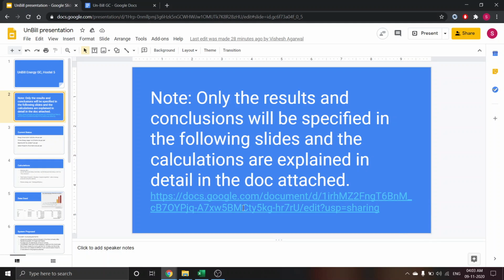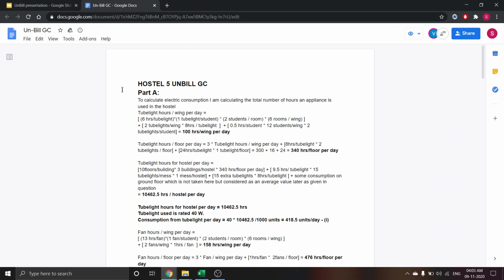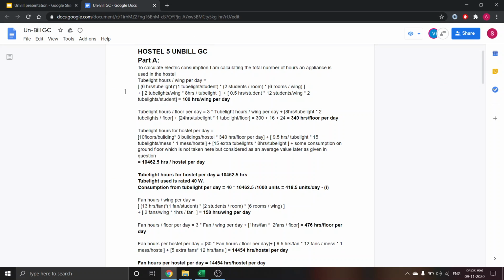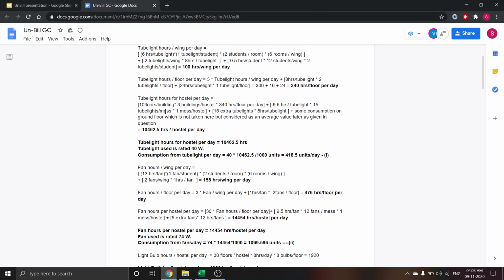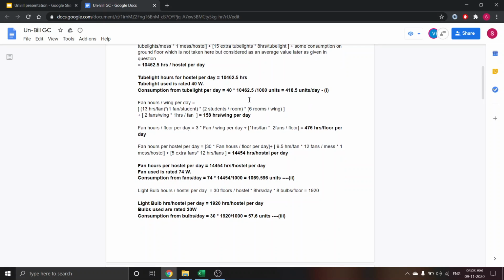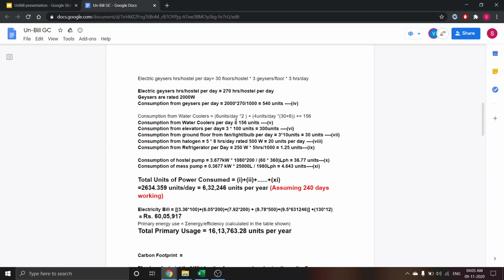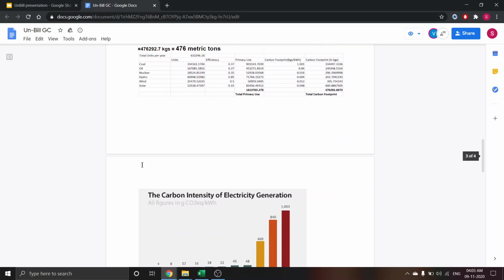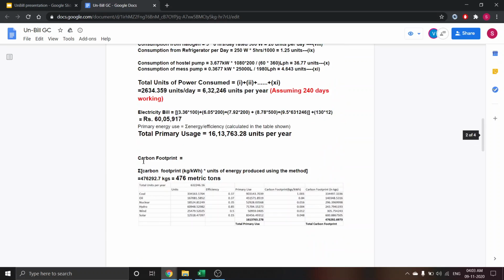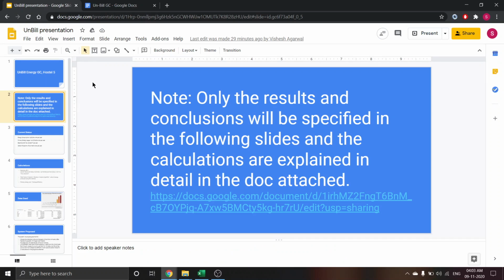So let's start with the document which we have attached in the presentation. This document has all the calculations that we've done and all the assumptions that we have made. This includes the electricity consumption calculations and the units consumed by different appliances, which include tube lights, bulbs, fans, etc. We have calculated the units consumed per day for all these appliances. Then we've summed it up to get the total units consumed per day. This quantity was later used to calculate the electricity bill, the total primary energy, the carbon footprint, and for several other calculations.